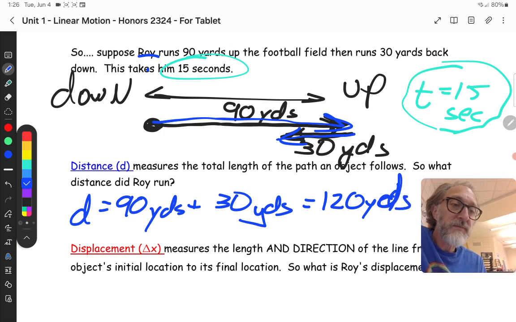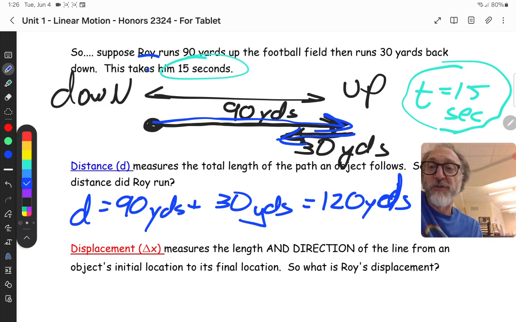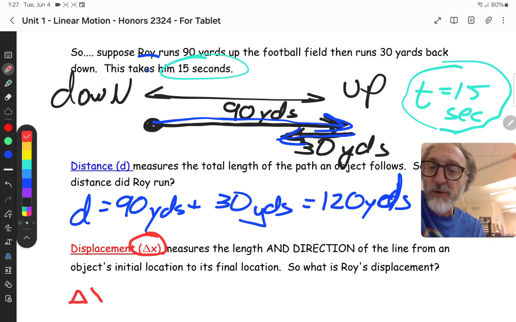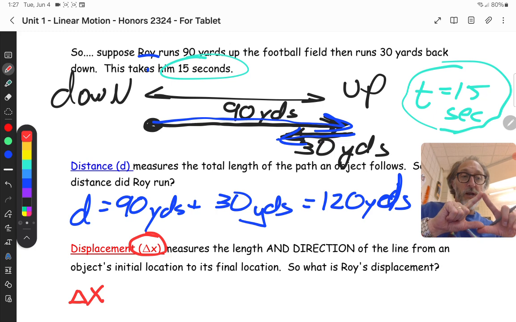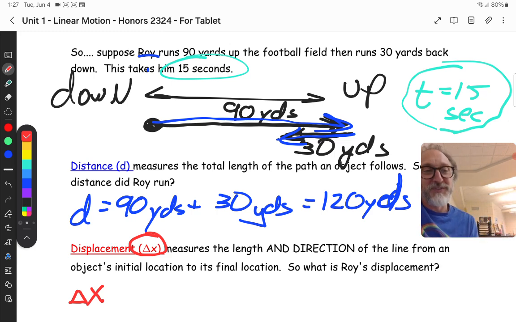Now, another quantity that we are often interested in is what's called displacement. Notice the symbol for displacement is a little triangle followed by the letter x. In chemistry, hopefully you learned that the triangle means change in. X, we'll learn a little bit later in the video, is position. So that's why there's two symbols there. So that triangle x means displacement.